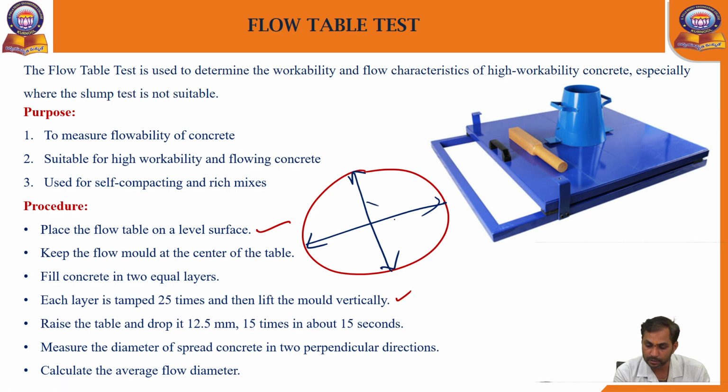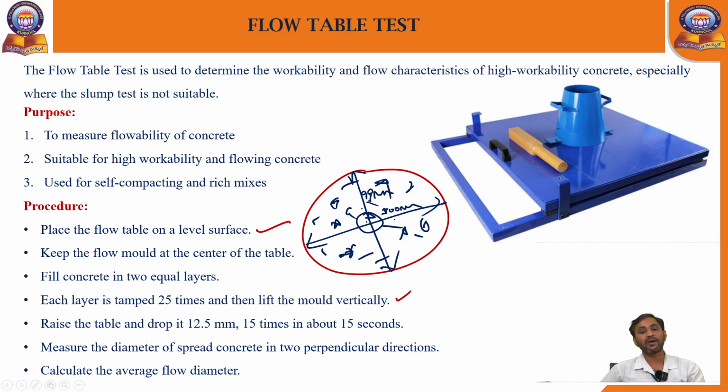For example, in this direction you got 100 mm, and in the other direction you got 99 mm. No problem, just a 1 mm difference. Or else 101 mm, 102 mm, no problem. Okay, done, you just measure. Here the concrete was spread from the center.